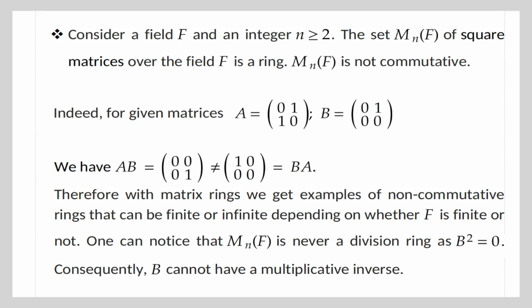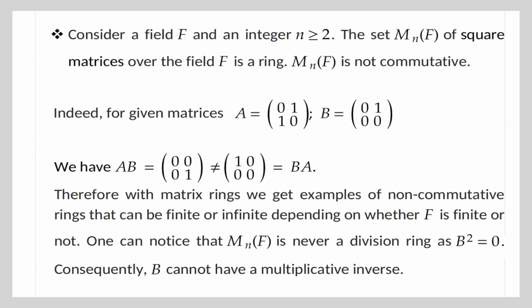Mn of F is not commutative. Indeed, for given matrices A equal to [0 1; 1 0] and B equal to [0 1; 0 0], we have AB equal to [0 0; 0 1], not equal to [1 0; 0 0] equal to BA. Therefore, with matrix rings, we get examples of non-commutative rings that can be finite or infinite depending on whether F is finite or not.